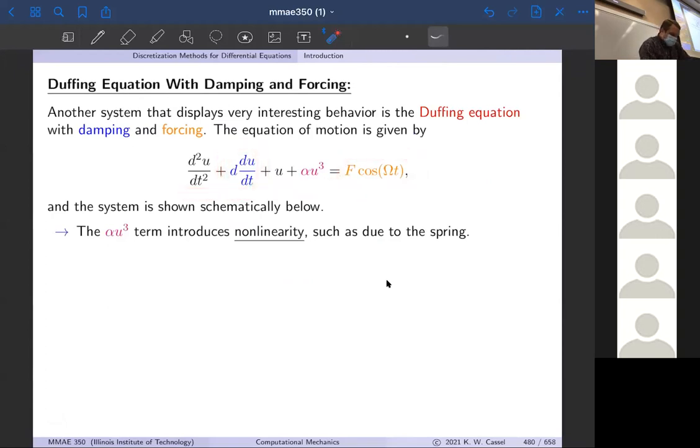So let me draw kind of a schematic of what we're talking about here. This is an oscillator problem. So I have a spring like so. I'm going to include a dash pot that will give me my damping.